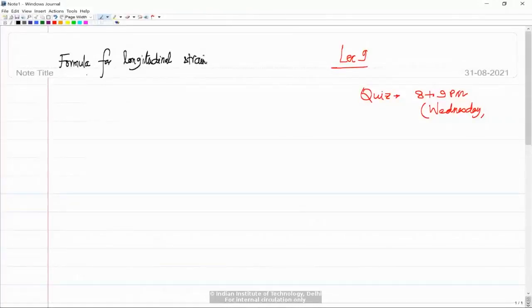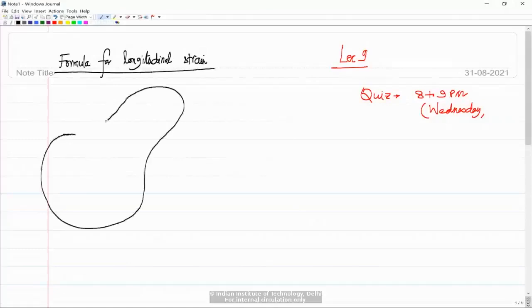In the last class we had a lot of discussion about what could be the definition for longitudinal strain when you have an arbitrary body undergoing arbitrary deformation. So what we found is that we can think of infinitesimal, or very small, line elements at any point in the body and think of the change of length of that particular line element.